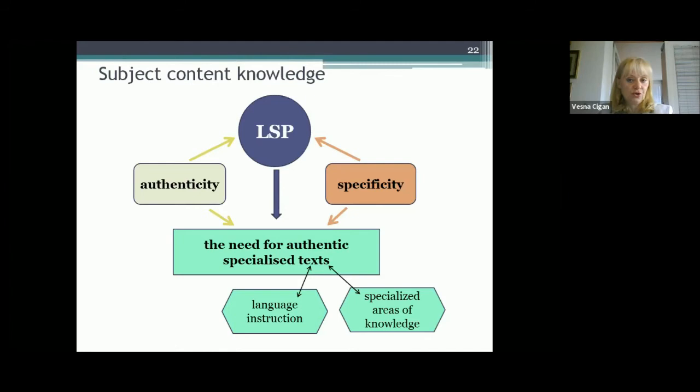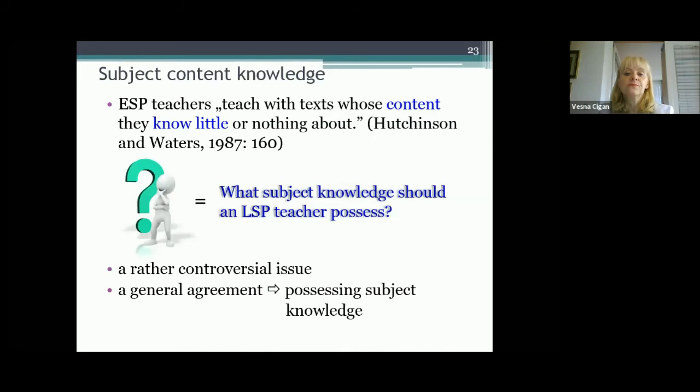Hutchinson and Waters early on observed that ESP teachers often teach with texts whose content they know little or nothing about. This sentence has been cited, quoted very, very often. This gives rise to the question of what subject knowledge an LSP teacher should possess.